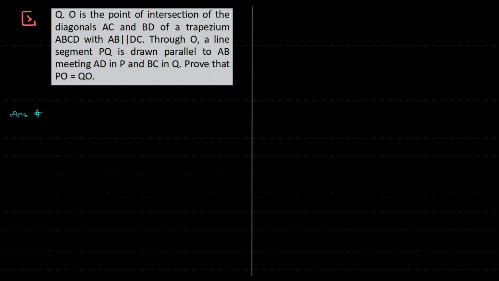O is the point of intersection of diagonals AC and BD of trapezium ABCD, with AB being parallel to DC. First thing first, when you don't understand what you're reading, draw a diagram. So we're looking at a trapezium. It's not an isosceles trapezium, there is no indication of that.